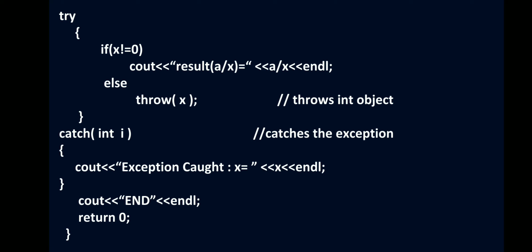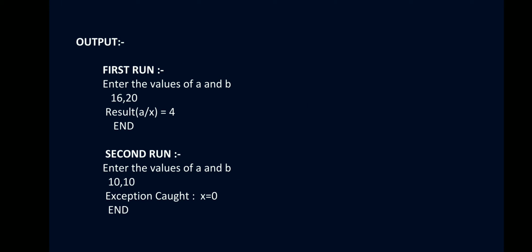Now let us see this example. Here I have run the program 2 times. When I ran the program the first time, the values of A and B are 16 and 20. So the value of X is A minus B, that is 16 minus 20, that is minus 4. So X is not equal to 0. So A by X is calculated and printed. So in the first run, I am not getting the division by zero exception.